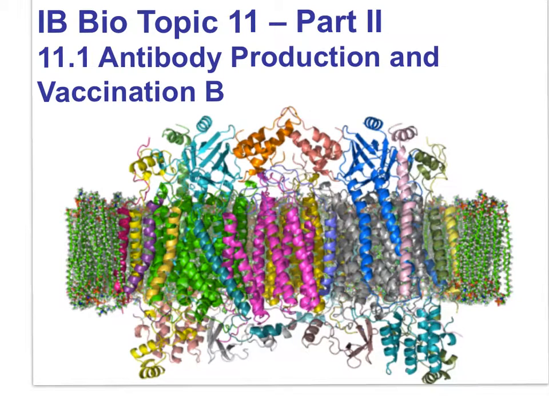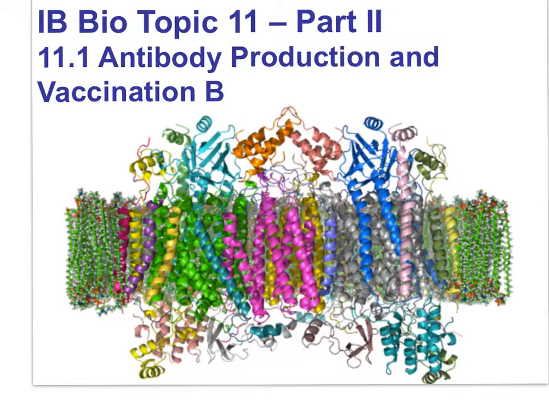IB Bio Topic 11, Animal Physiology Part 2, Antibody Production and Vaccination B, has its focus on vaccinations and monoclonal antibody production and use. The essential idea is immunity is based on recognition of self and destruction of foreign material. Now, I've chosen this slide to emphasize an important point within this unit.